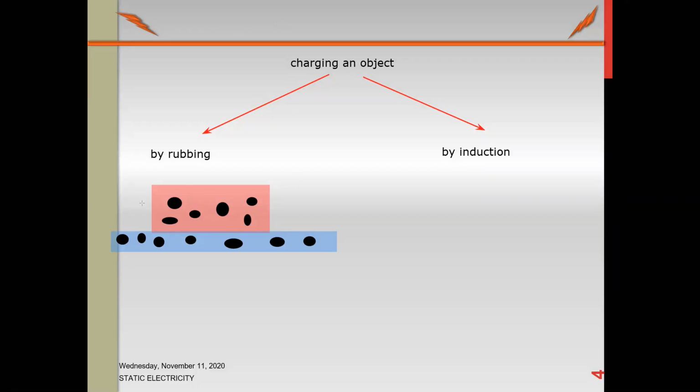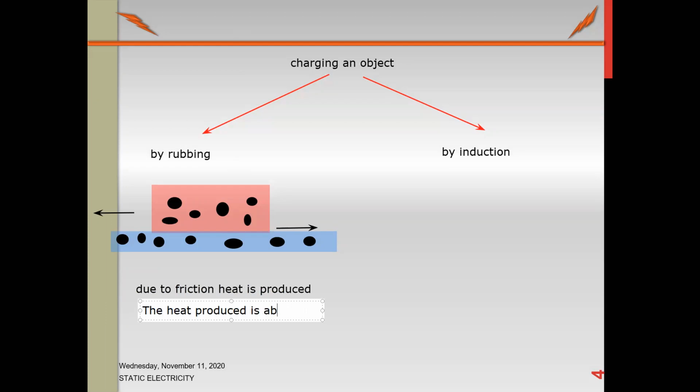Now, what you are doing is rubbing these two surfaces over each other. When you rub the two surfaces over each other, what happens? Because the two surfaces have friction, heat is produced. Heat is a form of energy, and the heat produced is absorbed by the electrons in an atom. So when you are rubbing the two surfaces, it produces heat energy, and this heat, which is produced here, is absorbed by the electrons in an atom.